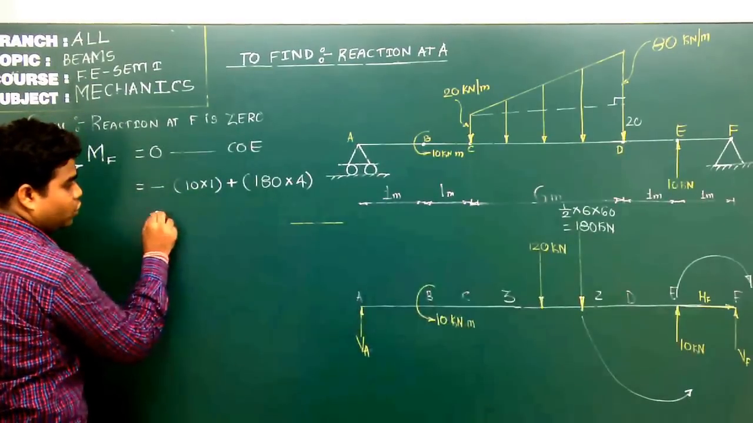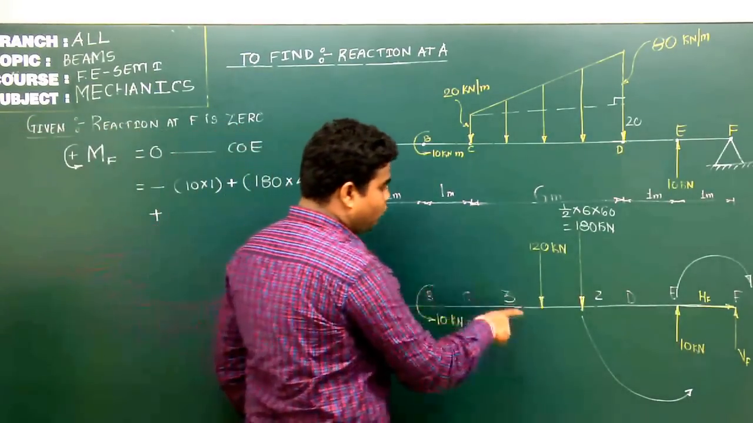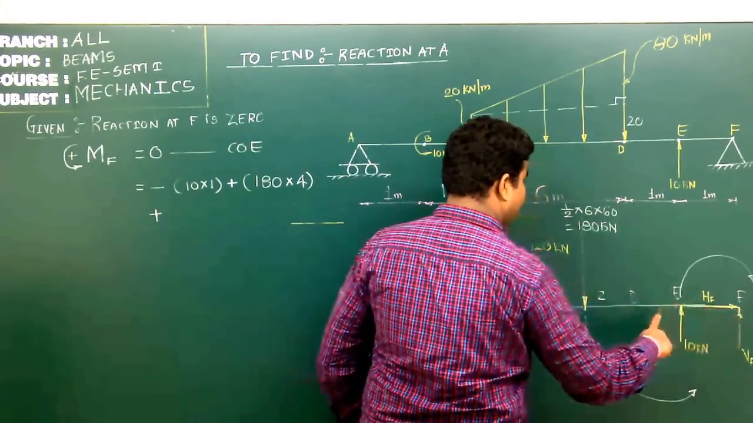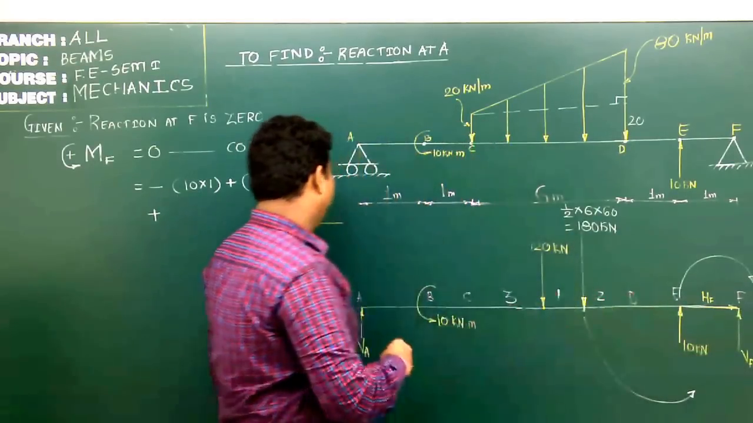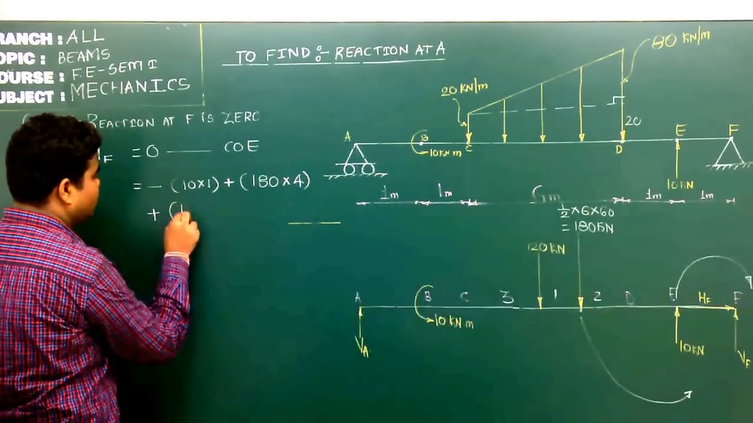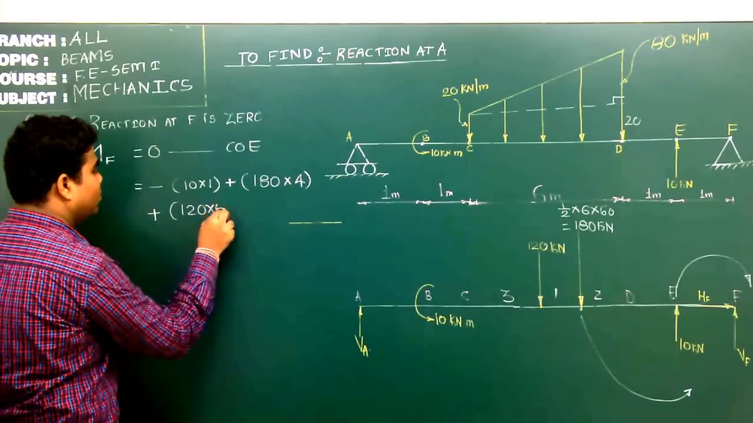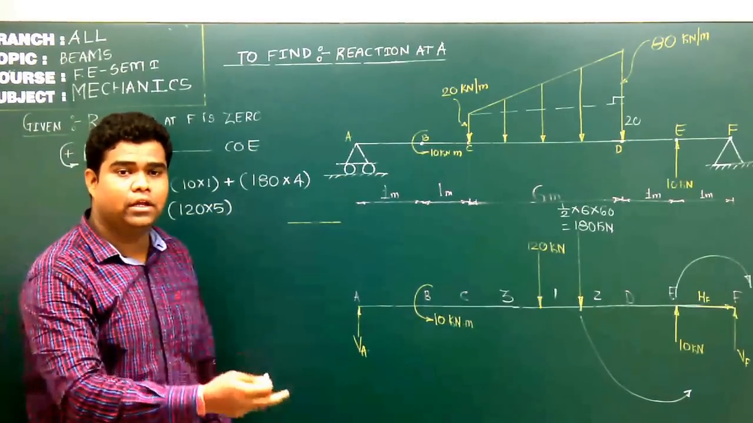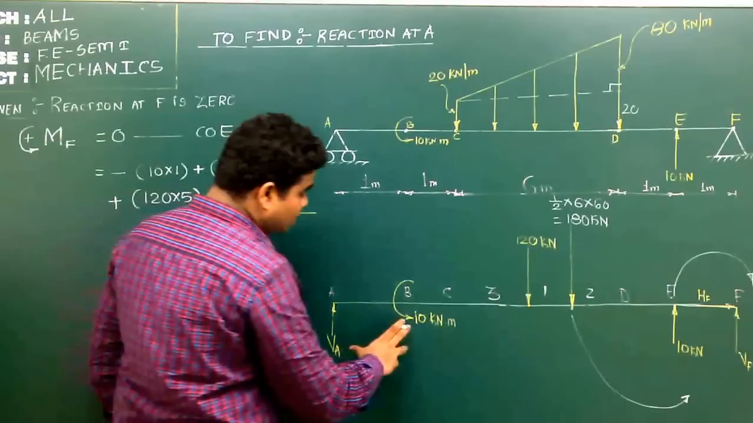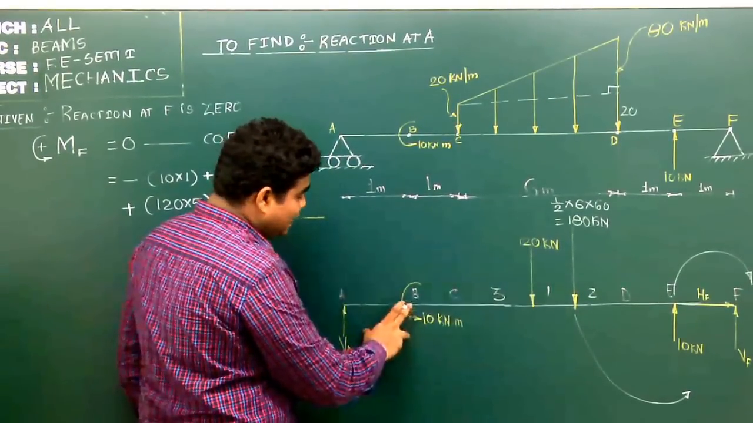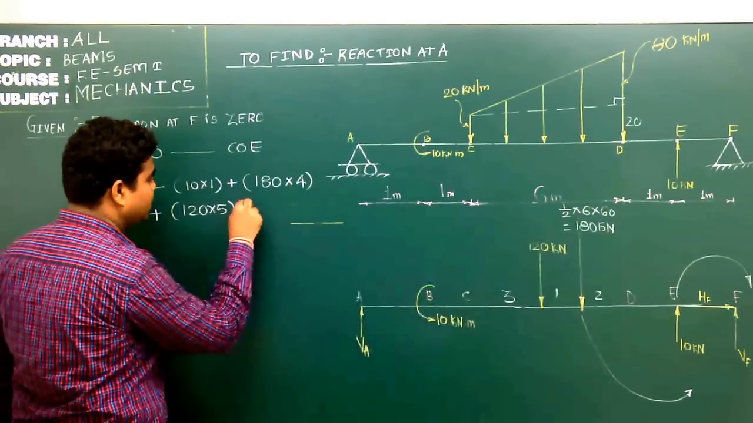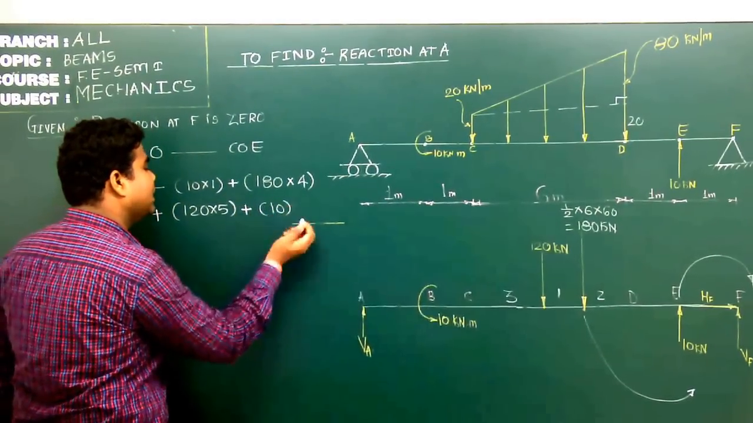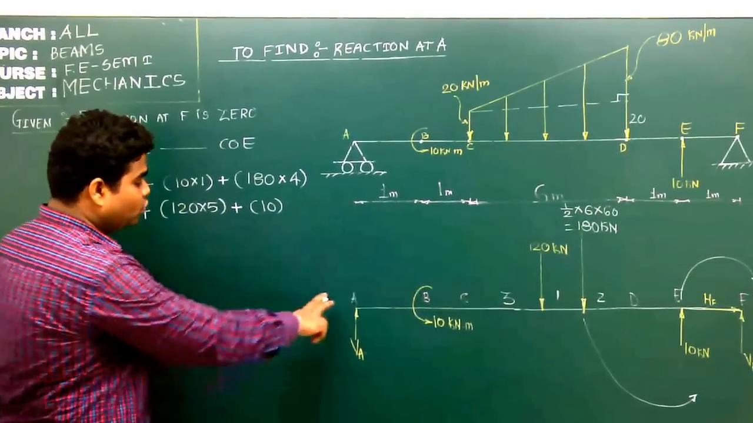Similarly, the next force is 120 kilonewton. From point F, it is 1 plus 1 plus 2 plus 1, that is 5. So I take here force 120 into 5. Moment is force into perpendicular distance. Next one is the couple. Its sense is anti-clockwise, so we consider anti-clockwise as plus, and we will consider only its value as M. And the last force is VA.